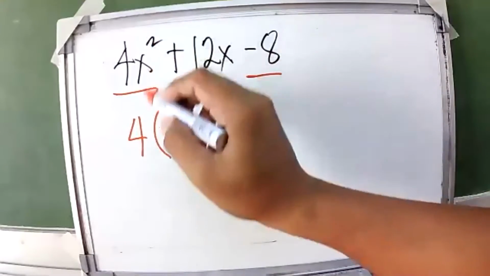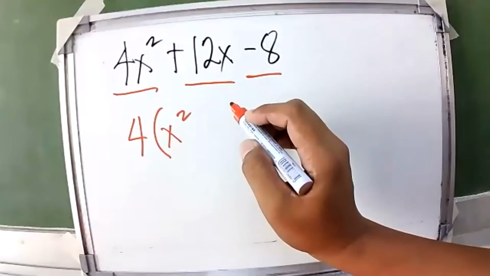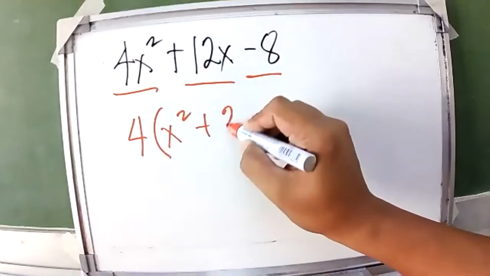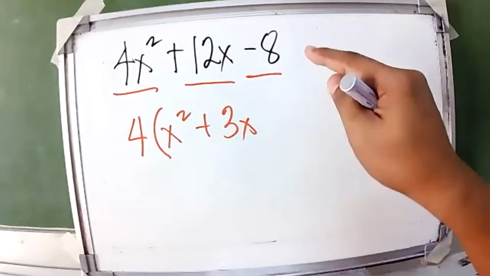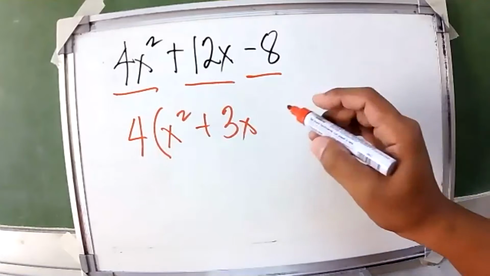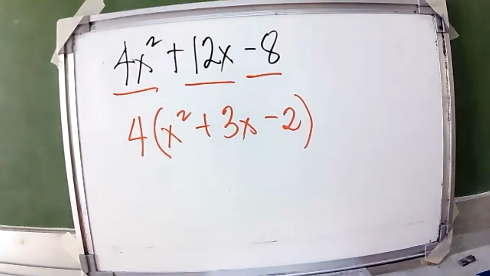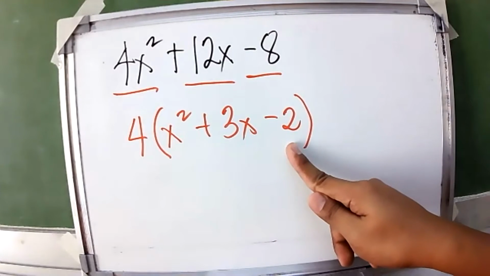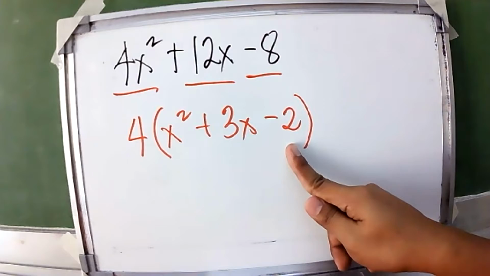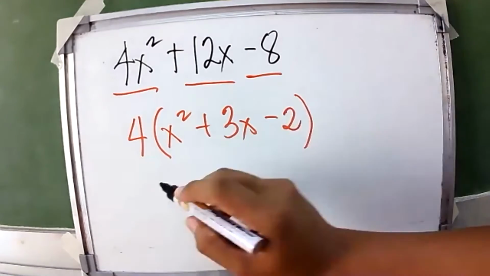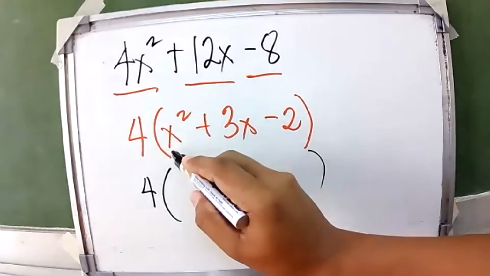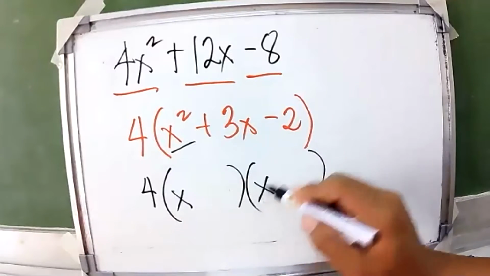So 4x squared divided by 4, that's x squared. Got it? And then 12x divided by 4, that's plus 3x. And then negative 8 divided by 4, that's negative 2. Can this be factored further? Can we still factor this general trinomial? Let's try. Is there still a factor? Factors of x squared, x and x.